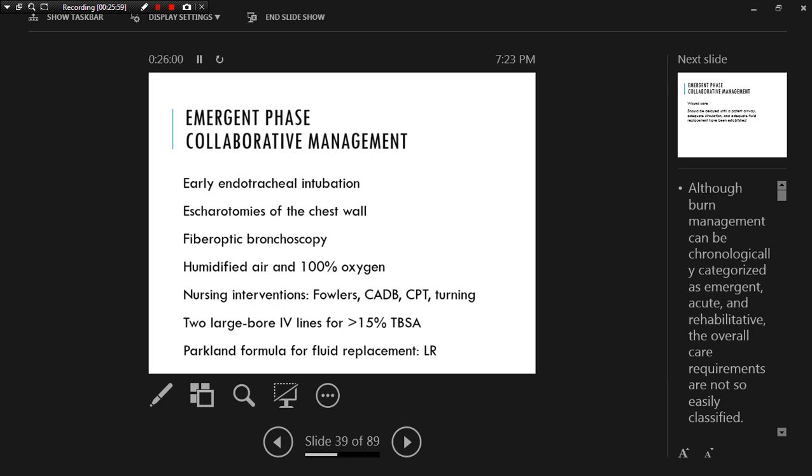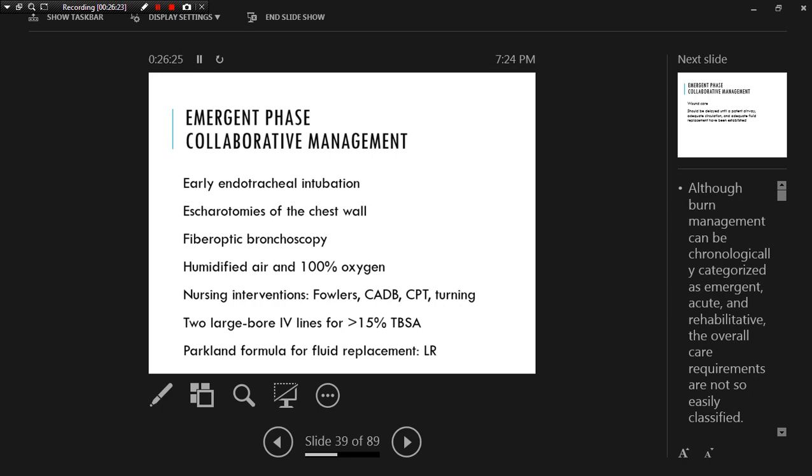We're obviously going to make sure that these patients have adequate IV access, two large bore IVs. If there's a substantial burn, total body surface area, and if it's applicable, we might have to put a central line in these patients. Okay? And we know we're going to be using the Parkland formula for fluid replacement over the 24-hour period. So please be familiar with that.